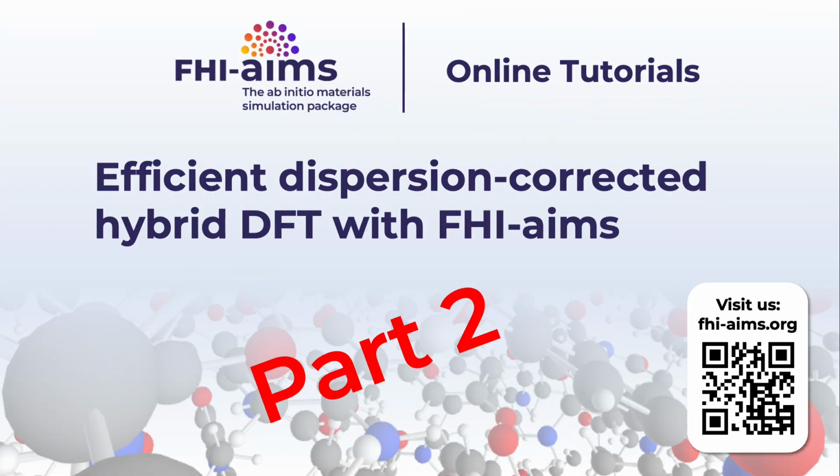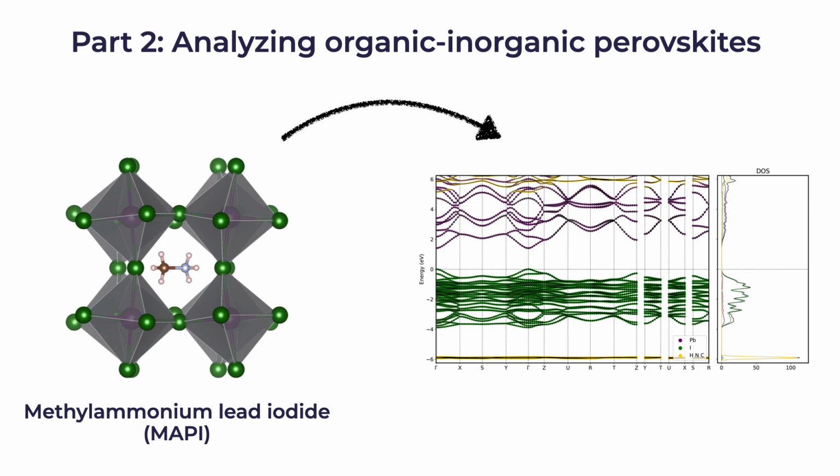Hi everyone, welcome back to the second part of our tutorial on efficient dispersion-corrected hybrid DFT in FHI-aims. The second part will focus on analyzing organic-inorganic perovskites. Hybrid perovskites have gained significant attention due to their remarkable photovoltaic efficiencies, even in single crystal forms.